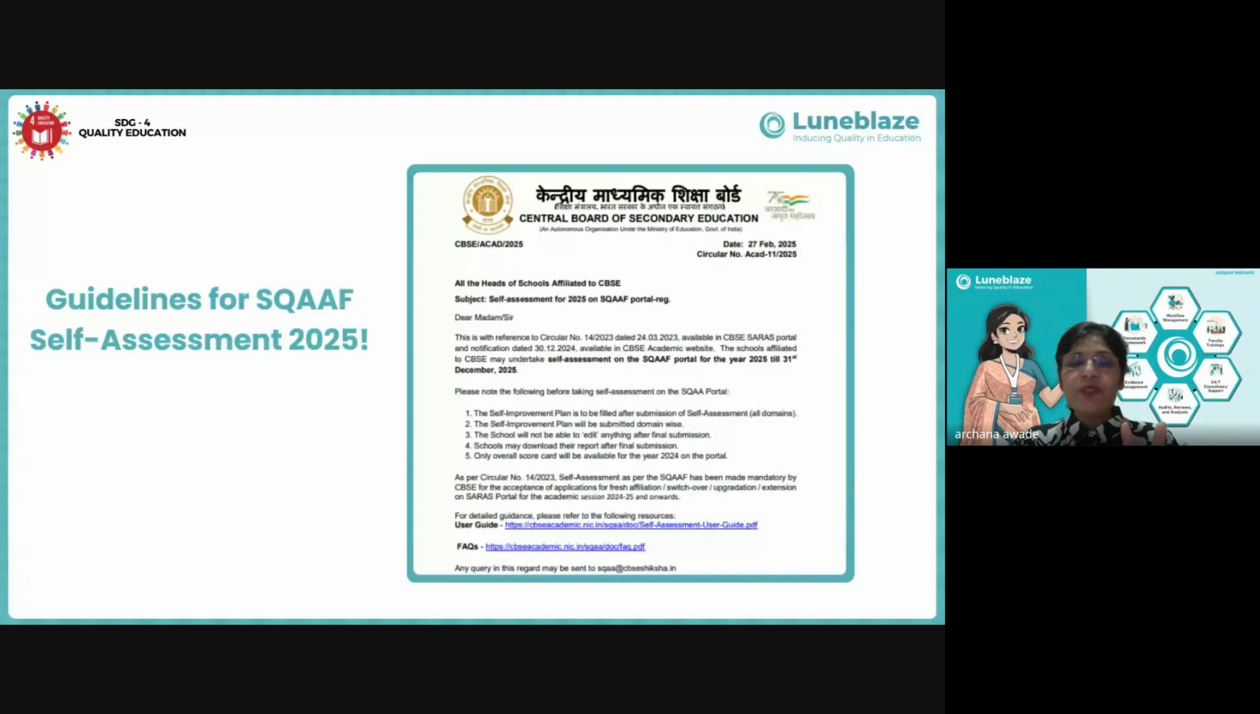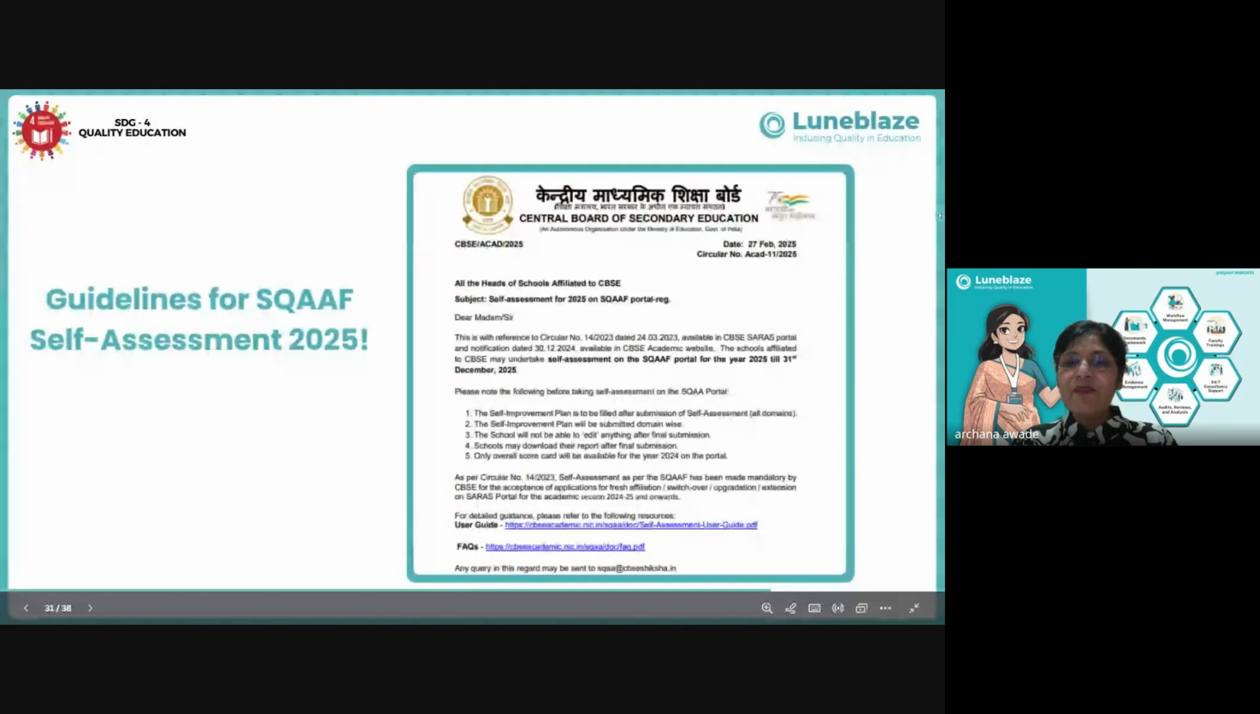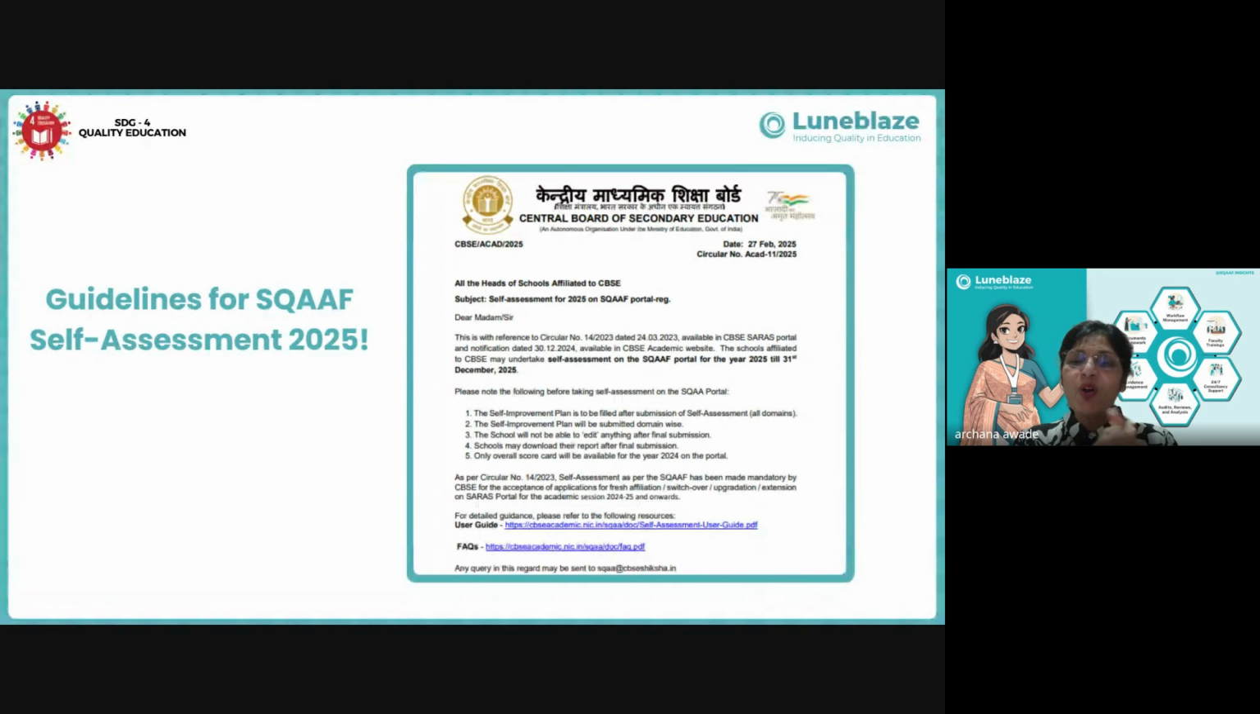So to remember, the SQAAF framework is not just a formality, but it's your school's pathway to sustainable excellence. So this is the circular which is talking about the self-assessment of your school for this year 2025.